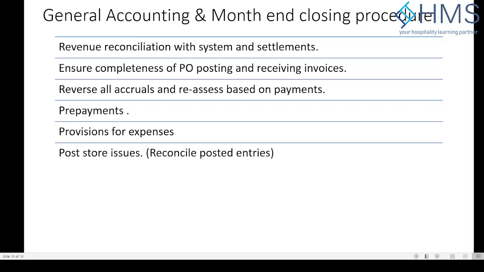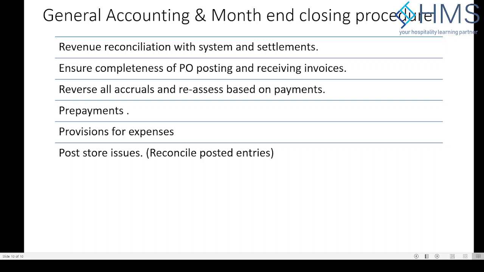And then you will post all the materials that are being issued from the stores, and reconcile the posted entries. Now you can post by item into the GL, which will make the GL very long, or you can post by category or major expenses and other store items. So many hotels follow different types of practices.